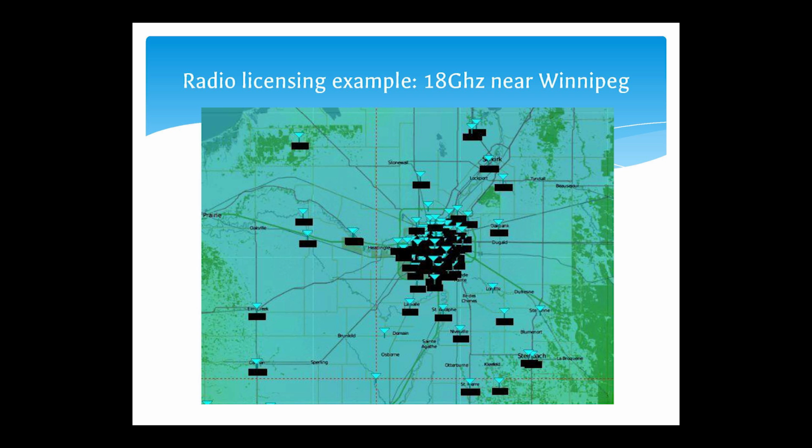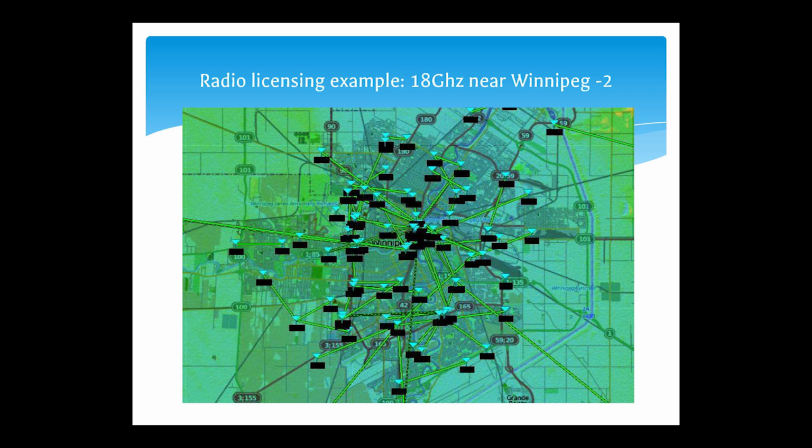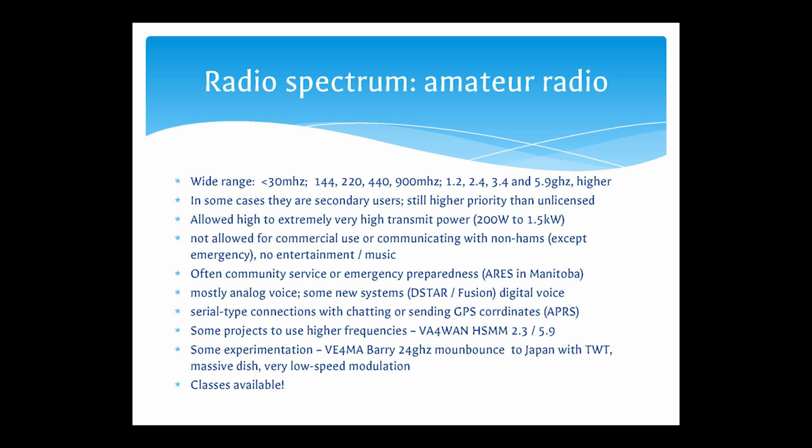This is the 18 gigahertz users in Winnipeg, which I plotted out for my licensing, and it shows you all the paths between them. Most of these, again, are cellular sites, and these 18 gigahertz links carry the traffic that then goes to the cellular antennas and actually feeds the users. So that's it for the licensed users of the radio spectrum, or I should say the real licensed users.